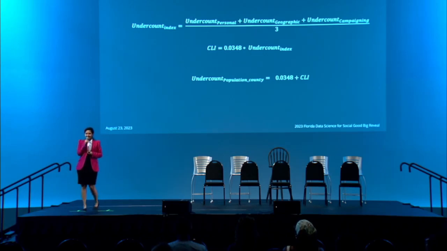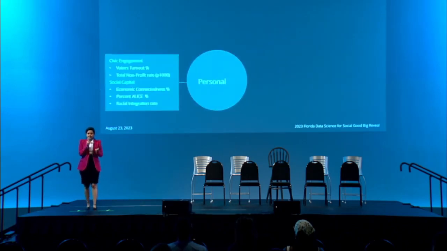Thanks, Partha, for inviting me. Yes, you can see that there is math behind our methodology. But for now, let's just skip to the concept behind it. In our approach, we deal with three main dimensions. The first one is the personal dimension. Here, we have taken into factor two things: civic engagement and social capital.